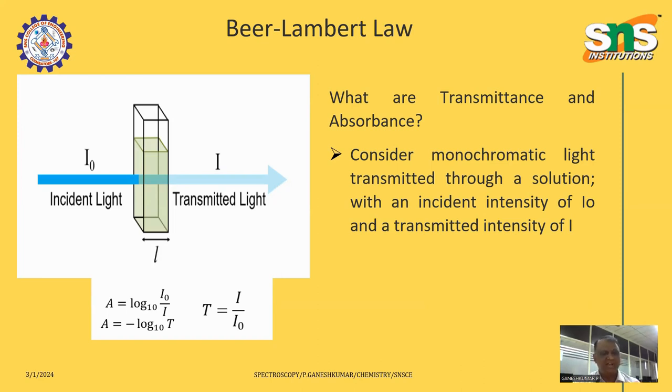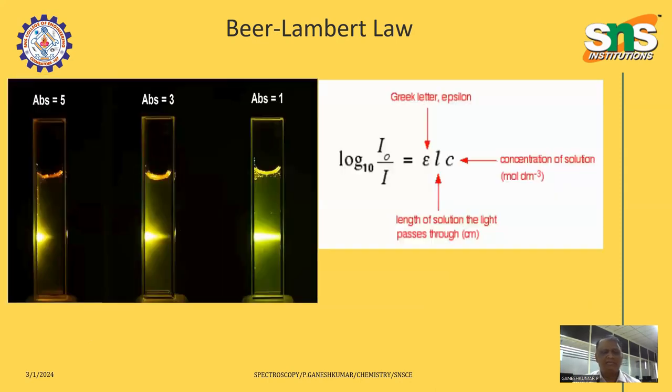Here, transmission is given as I by I naught, and absorption is given as log I naught by I to the base 10, or the minus logarithmic scale of the transmission. That is, transmission is inversely related to absorption. See the differences here. Here absorption is given as 5, here absorption is given as 3, and here absorption is given as 1.